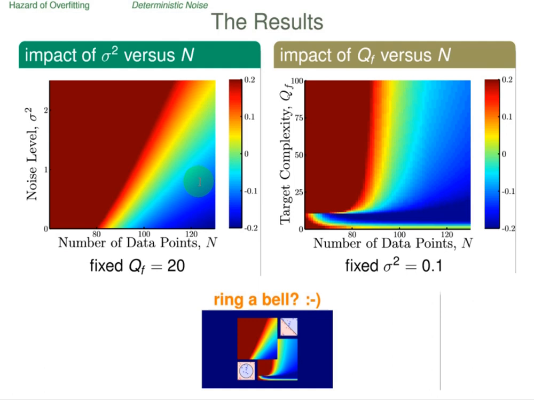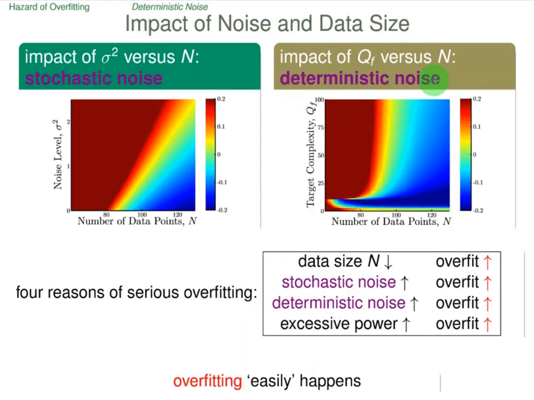The truth is, however, that the noise measured here on the left image is called stochastic noise. It is the more conventional noise, so stochastic or random noise related to data generation. How about this right-hand side image? We can call it deterministic noise, just to relate it to the target complexity here, as it also affects overfitting.